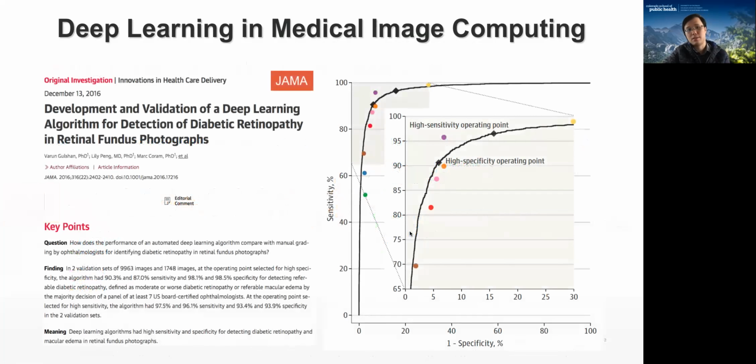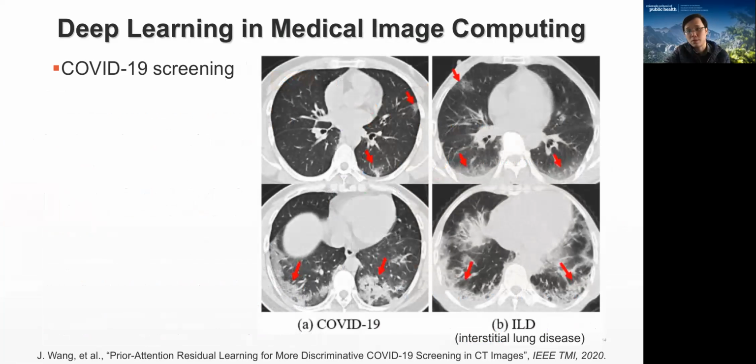Another application also uses GoogleNet to develop an automatic algorithm for diabetic retinopathy in retinal fundus images. This one also has a very straightforward application based on GoogleNet. And more recently, for COVID-19 screening, the current diagnosis of COVID-19 is probably not based on images, but in the initial presentation of COVID-19, imaging plays a very important role in confirming positive COVID-19 patients.